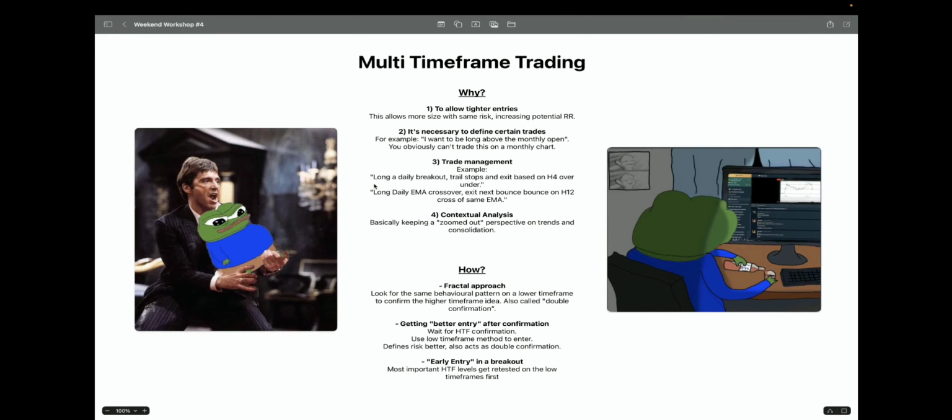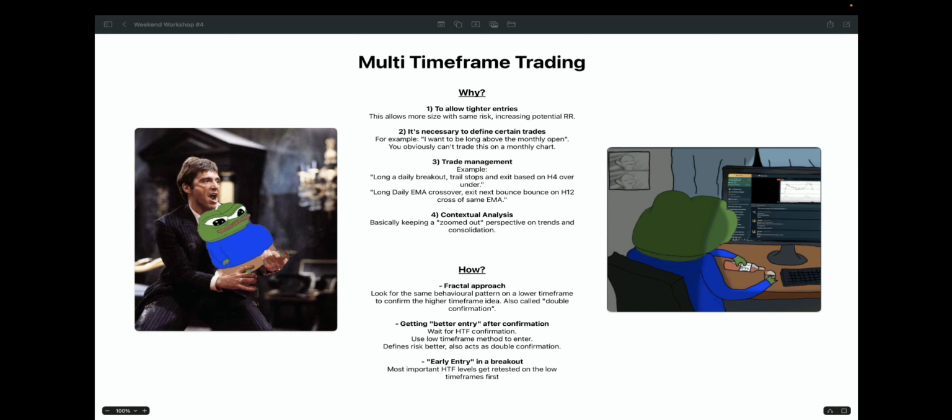The 4 different reasons, there's a little bit of how in there as well, but the 4 different reasons for using multi-time frame: tighter entries, define your trades, trade management, contextual analysis. All right. Now, how? How about the how? How do we do it? I've already shown a couple, but let's dig more into it.